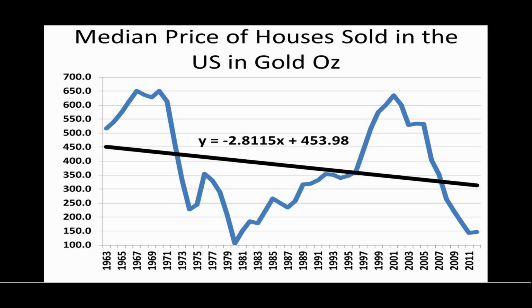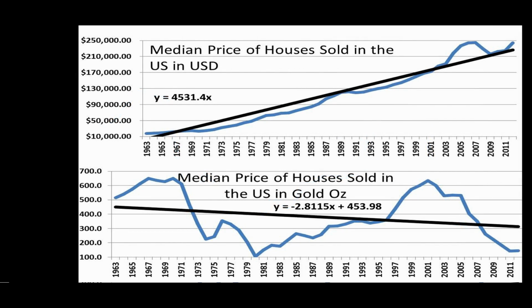So what this means is that if in 1963 you would have to pay 454 gold ounces for that house, then the next year you would have to pay 2.8 gold ounces less. And that is true for every year after that. So every year you would have to pay 2.8 gold ounces less than the previous year for the median price house of that year. So in reality, what that says is that in terms of gold, house prices in the US have gone down over the last 50 or so years, as opposed to going up very fast in terms of US dollars.